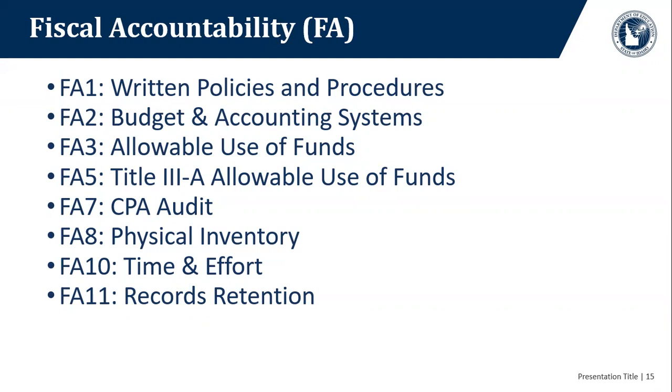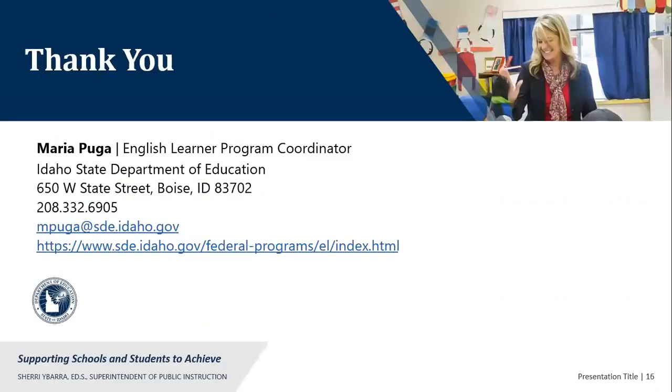Time and effort, so looking at the percentage of times paraprofessionals or instructional staff are working based on their budget percentage with Title III. And FA11 will look at records retention. Again, if you have any questions on fiscal accountability, please go ahead and listen to the fiscal accountability training, and it will go into more details on this particular subject. Again, you can also contact me if you have any questions on these particular indicators.